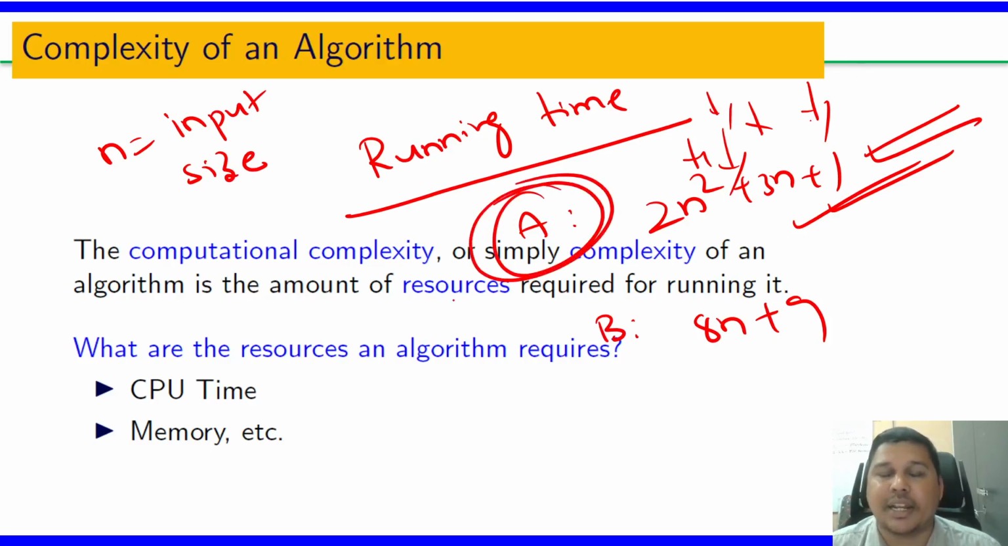3 input also A is better. 4 input also A is better. Okay, so how do we come to a conclusion?